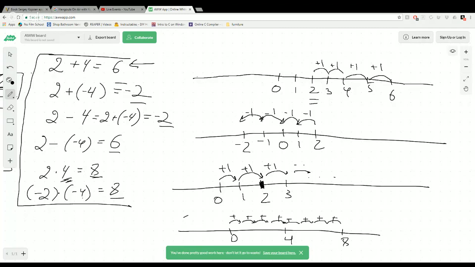And same with the -4. If I had -4 times 2, I would count backwards 2 4s, but it's negative. 2 negatives cancel, and it's the same procedure. So in essence, we're counting. That's what we're doing when we multiply or add. We're counting by 1.